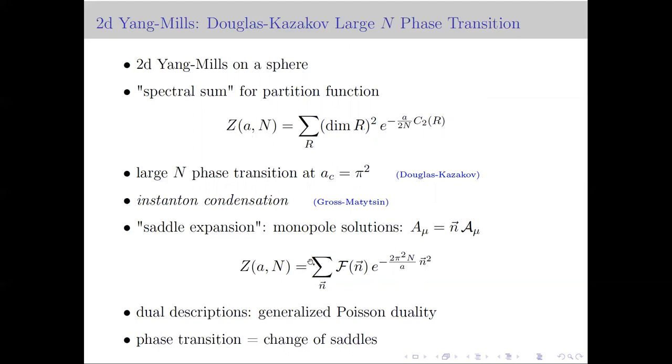Or you can think of doing it in the sort of Lagrangian approach, where you sum over saddles of the action, and these are monopole solutions. And you notice that the coupling or area parameter here is upstairs, and here it's on the bottom. And there's a phase transition at a critical area, which in this normalization is pi squared. It's just a normalization issue in the large n limit. And this phase transition is, again, a transition between the physics being dominated either by these representations coming from the Hamiltonian description or from these monopoles, which are saddles in the Lagrangian description. So that's a similar feature in a slightly more sophisticated model than just ordinary quantum mechanics.